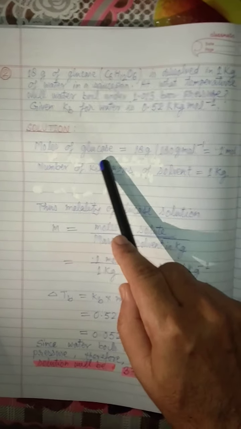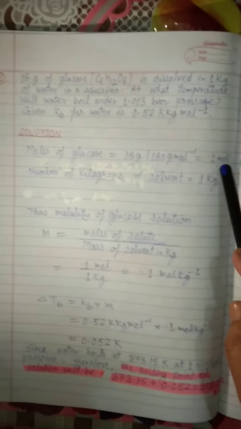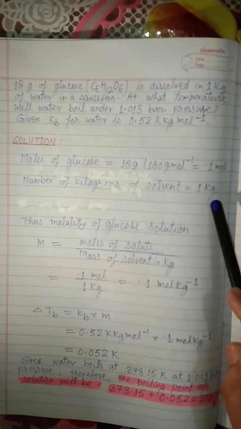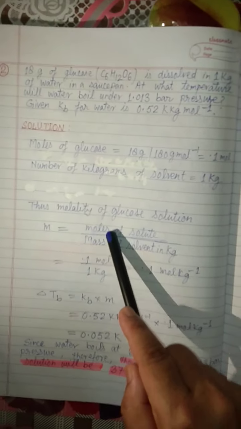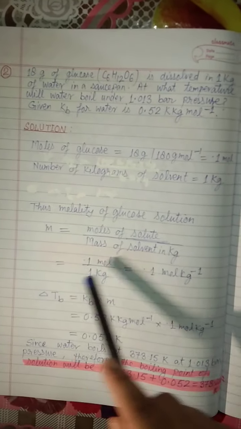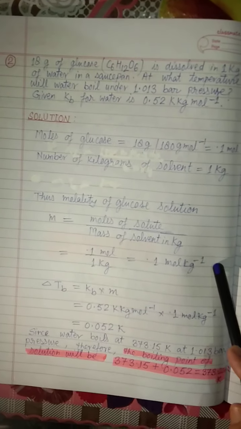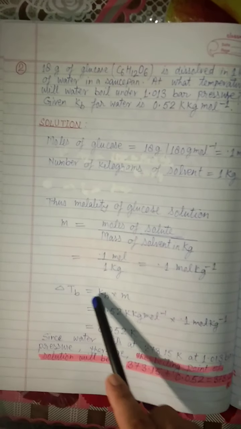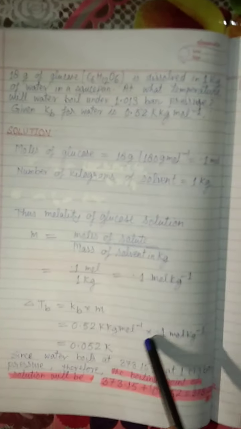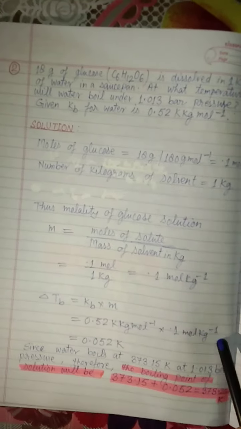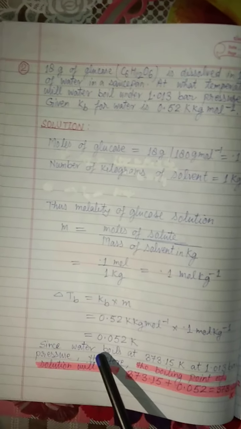Solution: moles of glucose, 18 gram upon 180 gram mole inverse, equal to 0.1 mole. Number of kilograms of solvent, 1 kg. Thus molality of glucose solution m equal to moles of solute upon mass of solvent in kg, equal to 0.1 mole upon 1 kg, equal to 0.1 mole kg inverse. Delta Tb equal to Kb into m equal to 0.52 into 0.1 equal to 0.052 Kelvin.